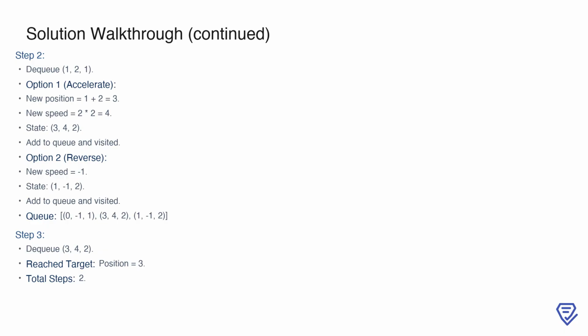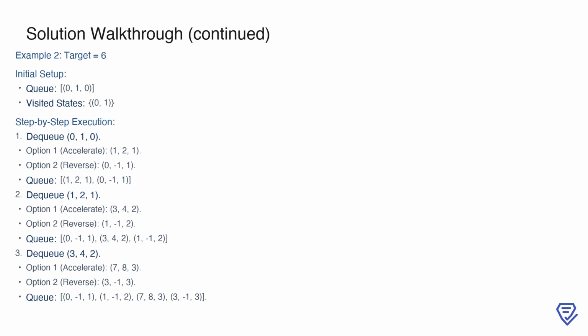Next, we dequeue the state 3, 4, 2. Since the position is 3, which matches our target, we terminate the process. The total number of steps required to reach the target is 2. Now we consider a new example where the target is 6.